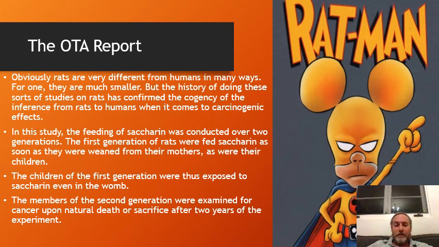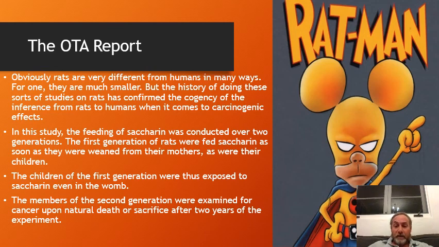So how did this particular study work? They fed saccharin to two generations of rats. The first generation, as soon as they were weaned from their mothers, when they stopped drinking milk and could eat, they started giving them saccharin. And then those rats who were fed saccharin after weaning, their offspring were also fed saccharin after weaning. But those children also got the saccharin from their rat mothers while they were in the womb and while they were nursing.